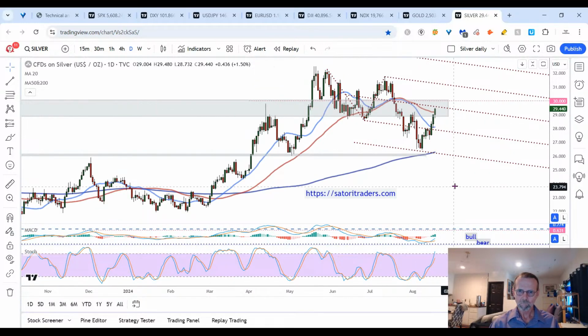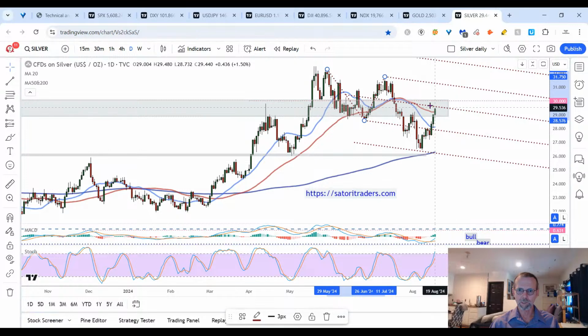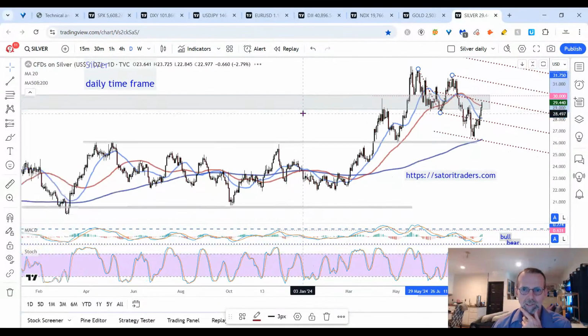Of course, we've still got another resistance level, which is the median line of this modified Schiff pitchfork that we're seeing here in red. And so not unreasonable to expect some resistance at that level. And of course, this whole zone is a support resistance zone.